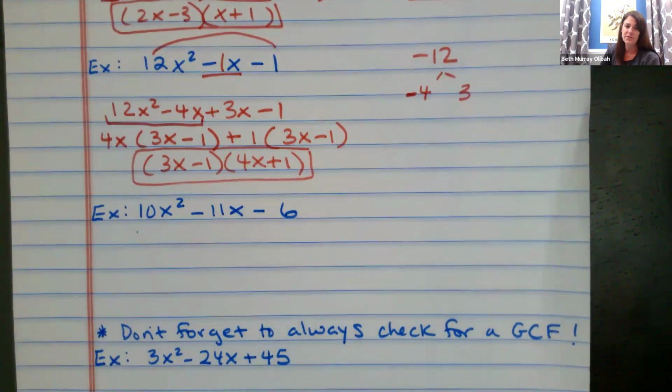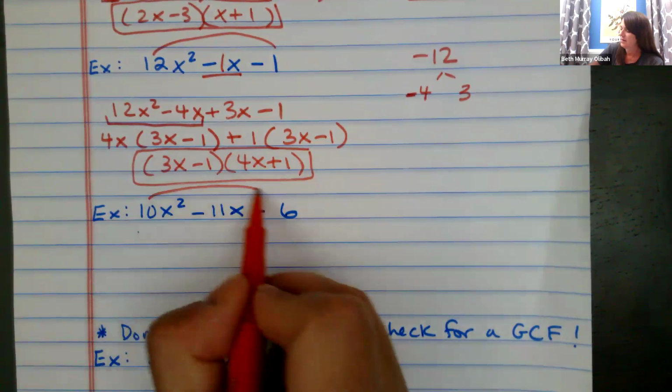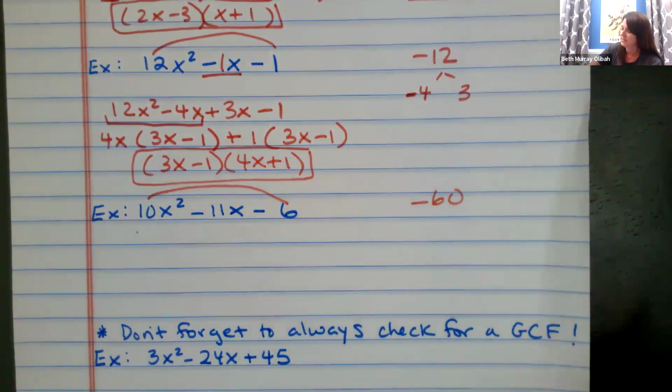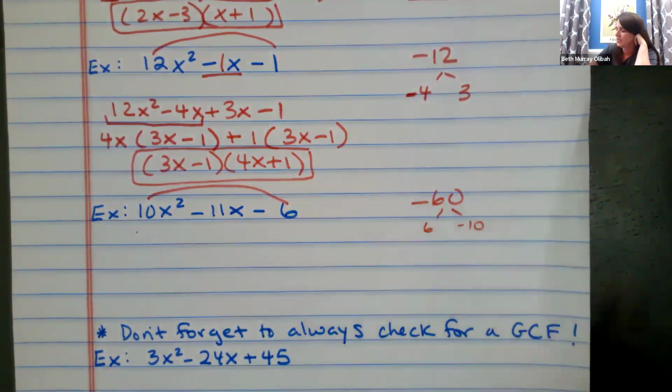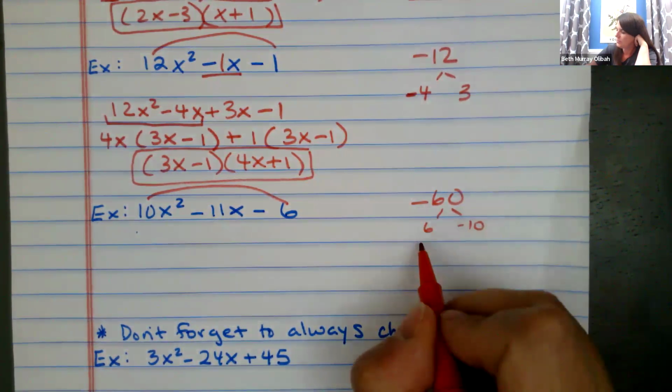Okay, let's do that one more time before I show you a harder one with a GCF. So 10 times -6 is -60. This one's a little harder to try to get to -11, so you might need to write out some of the options. 6 and 10 won't do it.